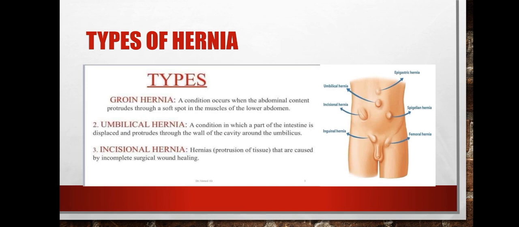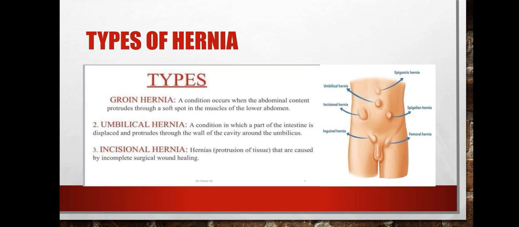Umbilical hernia is a condition in which a part of the intestine is displaced and protrudes through the wall of the cavity around the umbilicus. So we can recognize it by its name. It is umbilical, so it occurs near the umbilical region.